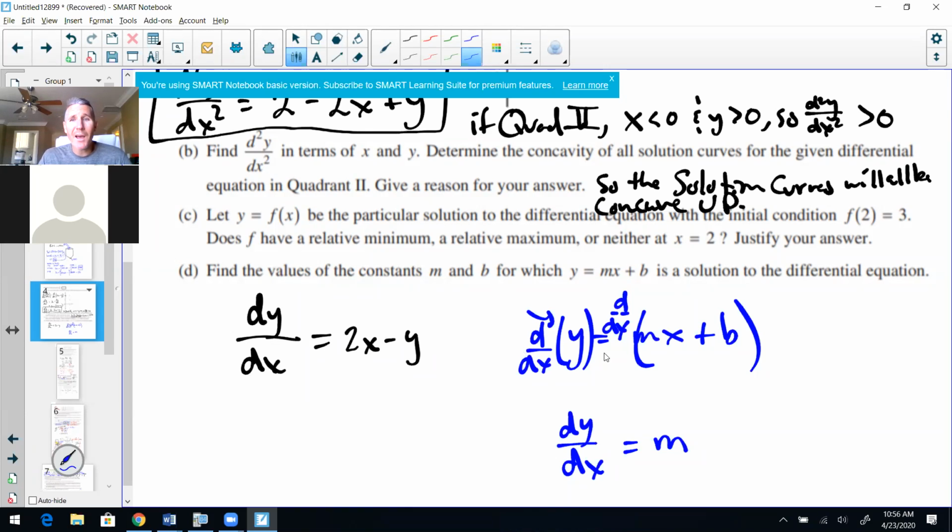So we have to approach this by, oh, they're giving us that the solution is this linear or y equals mx plus b form, which means that the derivative is just the slope, right? If we have a line here, then the derivative is just the slope. So now we're going to set dy dx equal to dy dx. So 2x minus y equals m, right?